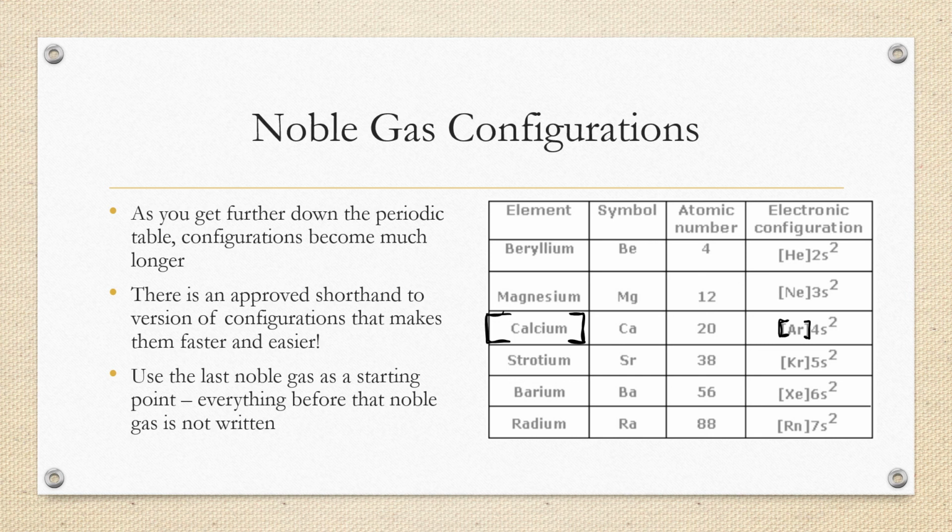If you have ones that go beyond this, it does make it a lot faster. That way you're really only writing the 4s's, the 3d's, and maybe even your 4p's, and that's it. So it really shortens these by a lot.